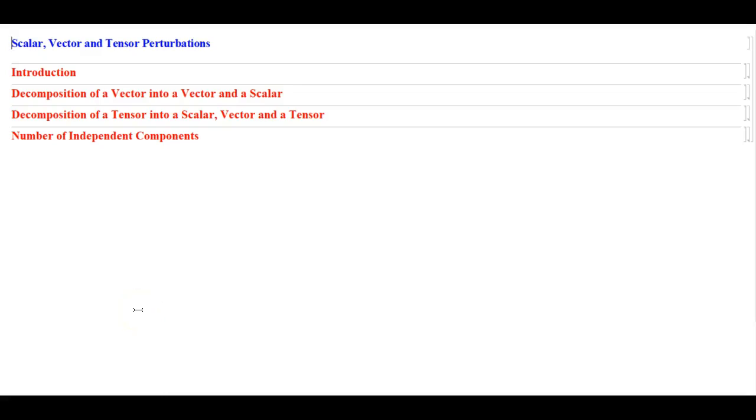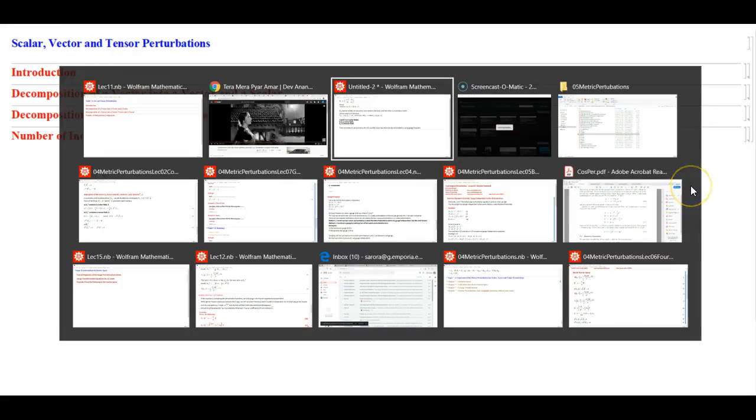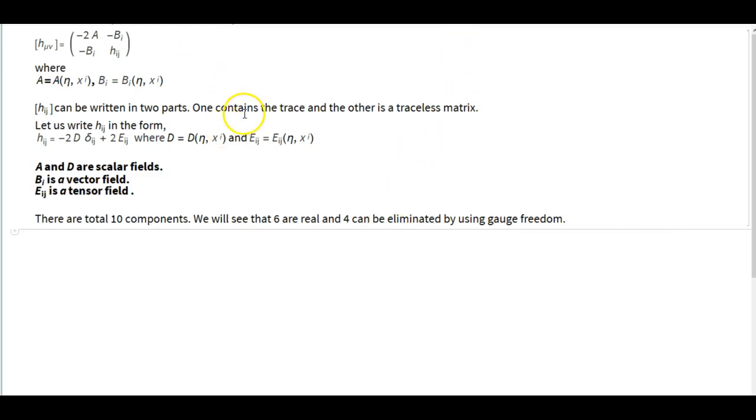Hello friends, in this lecture we are going to look at some more stuff about scalar, vector and tensor perturbations. In the previous lectures we have seen that the perturbation to the metric tensor is of this form.